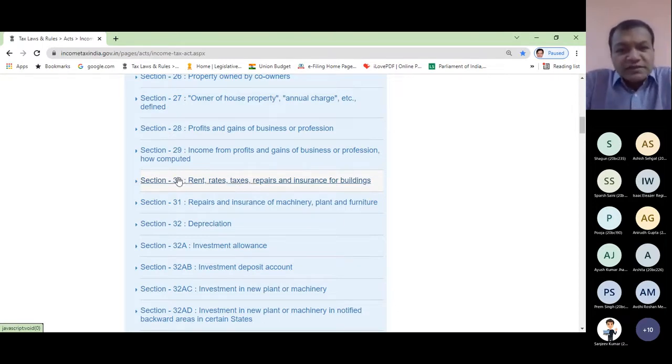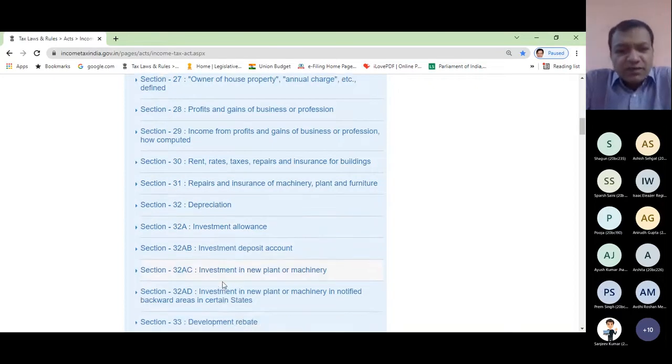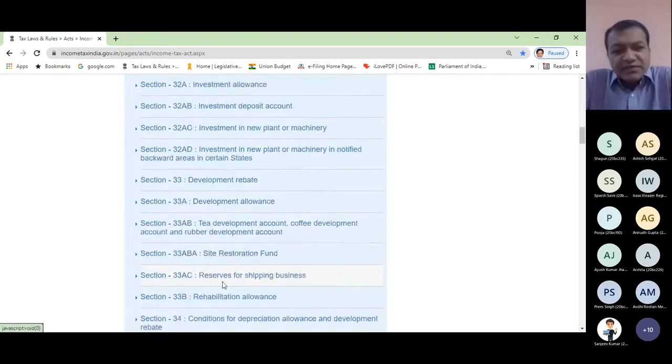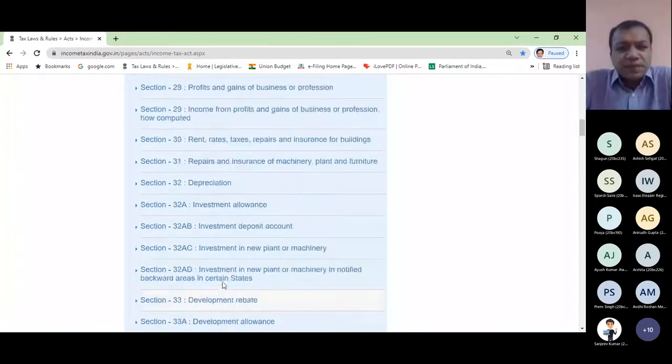If you see closely, section 31 onwards, these are all expenses: rent, rates, taxes, 31 repairs, 32 depreciation, 32A investment allowance, 32AB deposit account, investment, etc. These are all my expenses.